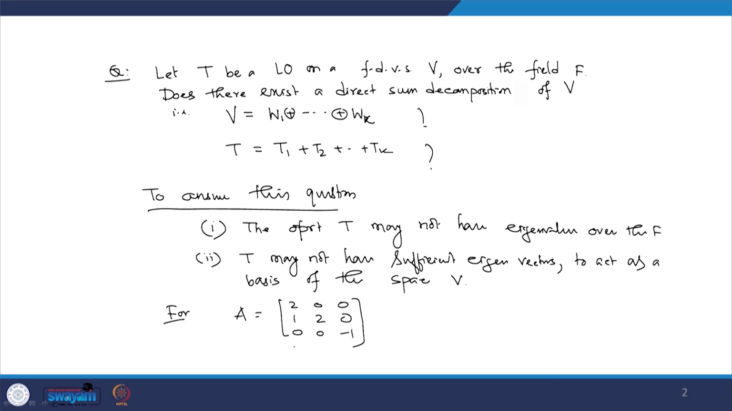2 0 0, 1 2 0, and so on. This is a triangular matrix. So, certainly the eigenvalues are 2, 2 and minus 1. So, (x minus 2) whole square into (x plus 1) is the characteristic polynomial of this matrix. We see the eigenvectors.